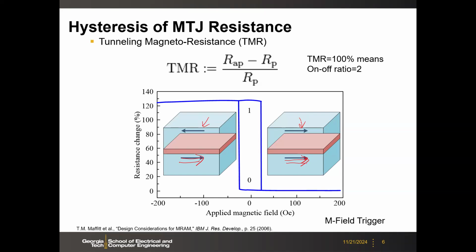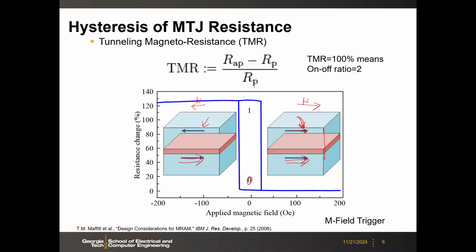But the top layer will align with the external magnetic field. If you apply an external field, this one will align to the external field. And then if you reverse the external field, you will switch to the other direction. With different applied magnetic fields, you can measure the resistance across this stack. Then you get this kind of hysteresis, right? And this is a lower resistance state, and a higher resistance state.